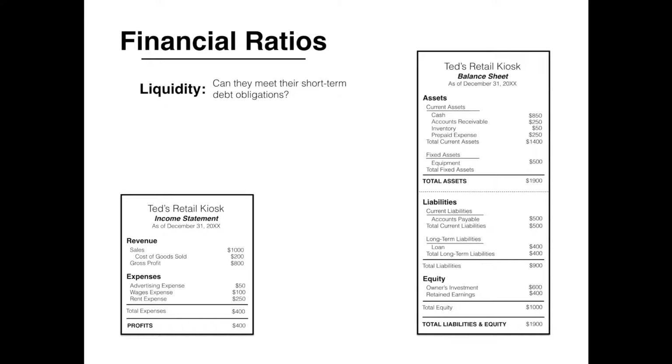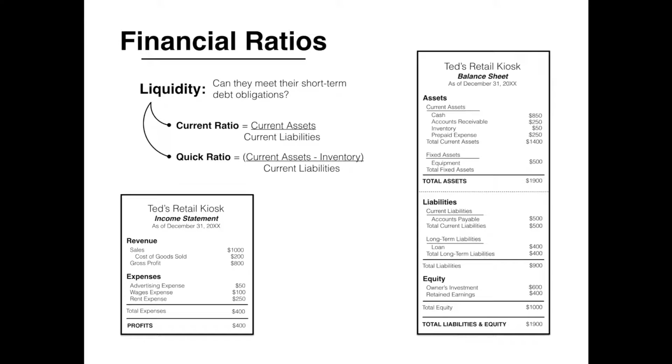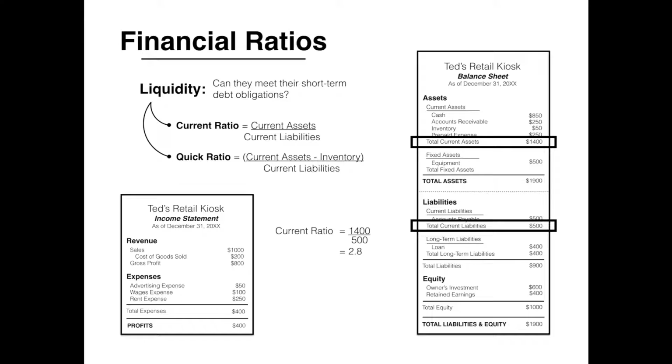Let's start with liquidity. Liquidity ratios show if the business can meet its short-term, that is less than 1 year, debt obligations. These include current ratio and quick ratio. The current ratio is current assets divided by current liabilities. The ratio informs business owners how much short-term money, less than 1 year, is available to cover short-term debt obligations. A ratio of 1 or above is normally a good indicator of the liquidity position of the company.